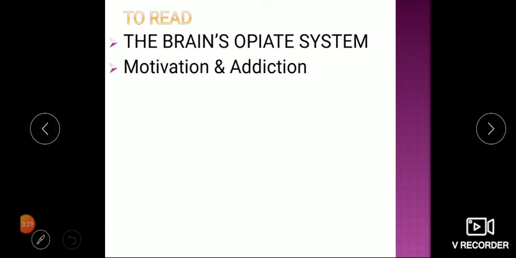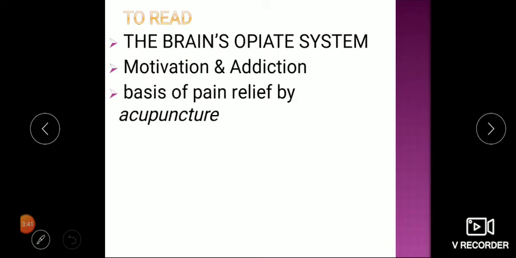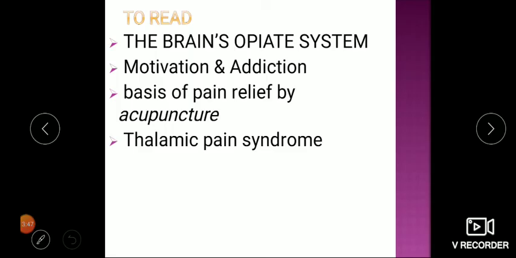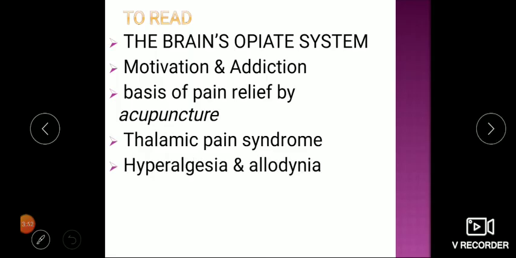Motivation and addiction. What is the effect of motivation and addiction? See, a marathon runner is running. He is getting a pain in the muscle, but with your cheers and motivation, he is still continuing. So how does the motivation work? What is the mechanism of addiction? Basis of pain relief by acupuncture. I've given a gross hint here. You can go through, try to find how the acupuncture mechanism works. What is the thalamic pain syndrome? And what is hyperalgesia and allodynia?